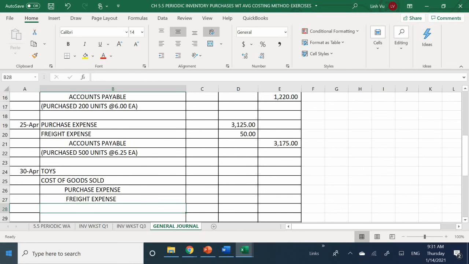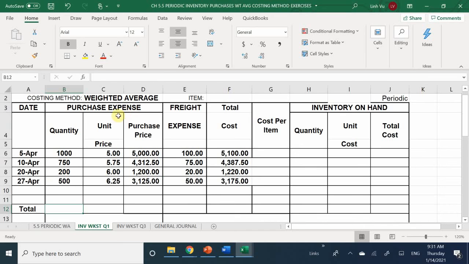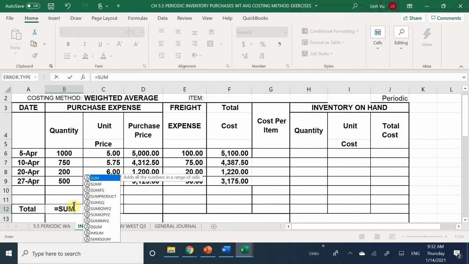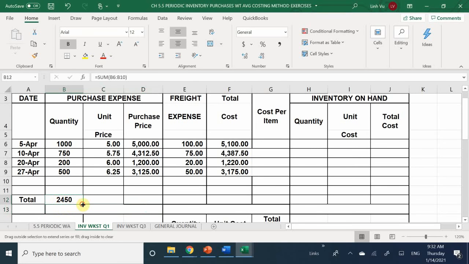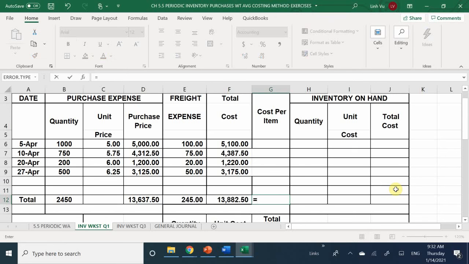Okay, now that I've placed in my foundation, I can now go ahead and actually fill out the worksheet and do it that way. So first things first is we're going to add up the total in our columns. So how many items did I purchase in total? 2,450. Yes, 2,450. Okay, I have my total purchases to be 13,637. I have $245 worth of freight, and my total cost is 13,882.50. So this is where we can now calculate our average cost per item.